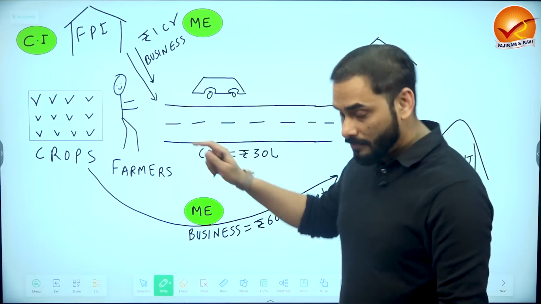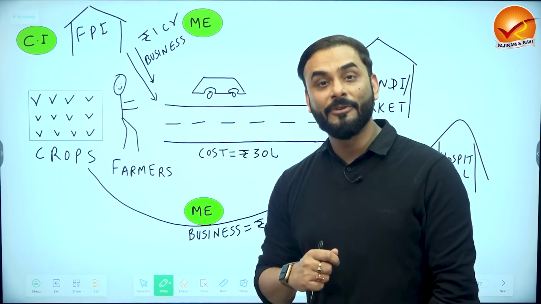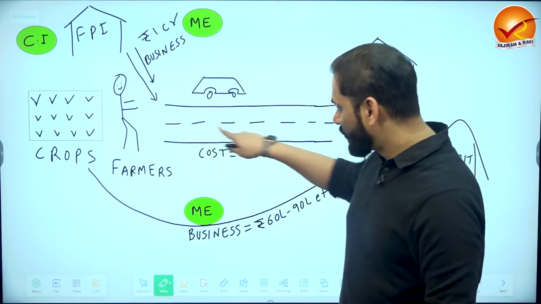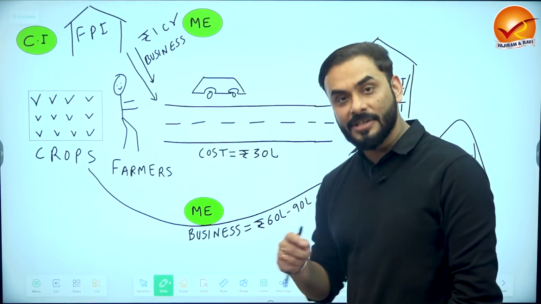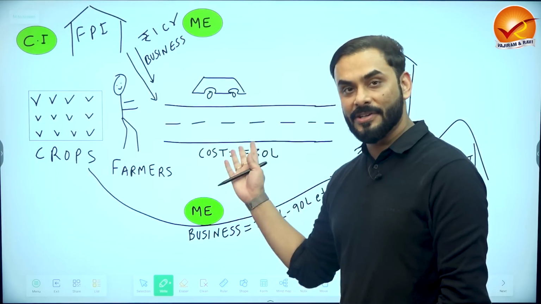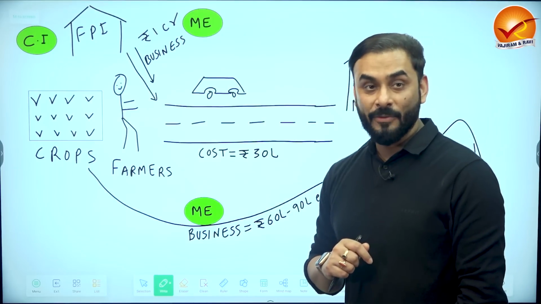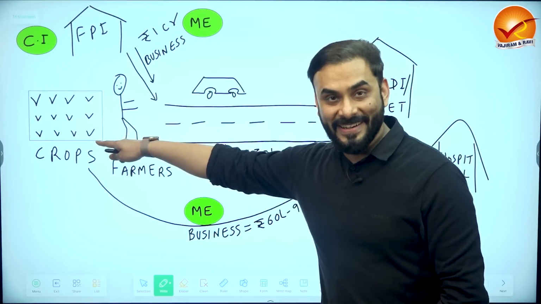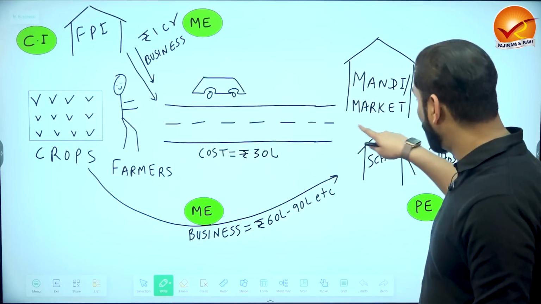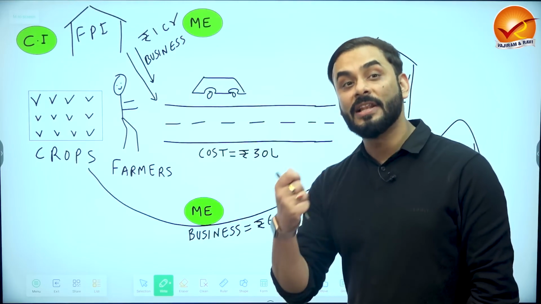So assume that earlier there was no road. This farmer requested the government for a road. Government constructed a road like this. What is the cost of construction of the road? Let's say it is 30 lakh rupees. Government constructed it. The moment this road is there, what will the farmer do? The farmer will immediately take his crop when the crop is ready, and transport this crop to the nearby mandi. In that mandi, the farmer will sell the crop.